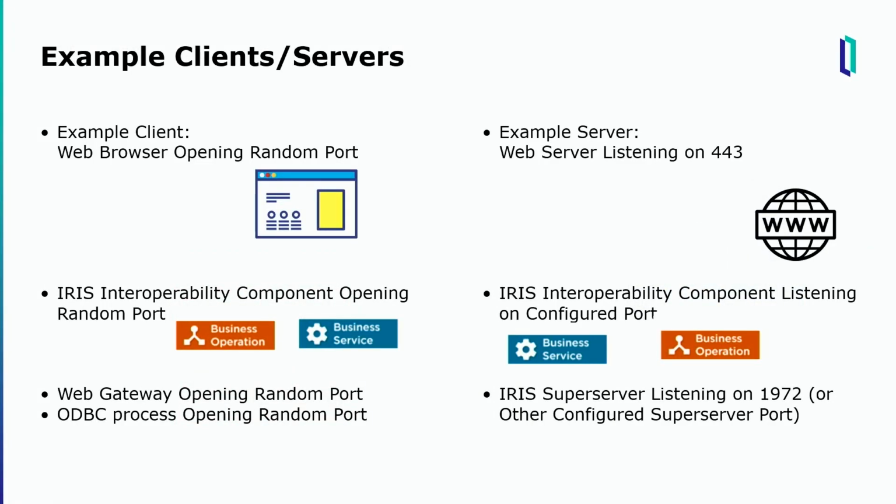Some very classic examples, right? A client, a web browser opening a random port, a web server listening on port 443. IRIS interoperability services and operations could be either TLS servers or TLS clients, depending on their specific class or component. The web gateway acts as a client that connects to an InterSystems IRIS super server process acting as a TLS server. The same with an ODBC client connecting to the super server.